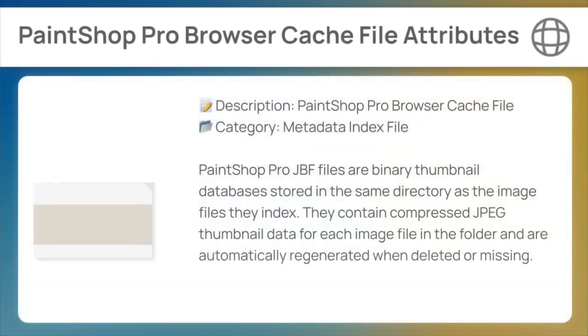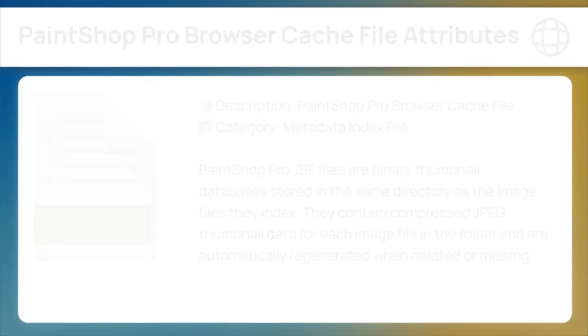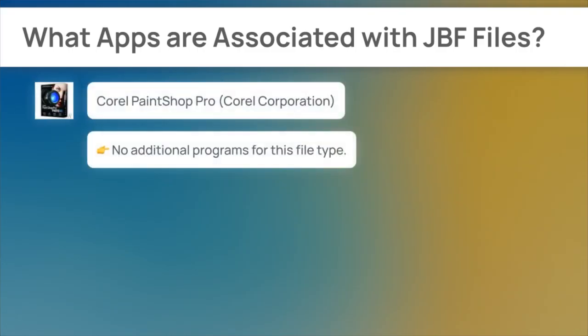PaintShop Pro JBF files are binary thumbnail databases, stored in the same directory as the image files they index. They contain compressed JPEG thumbnail data for each image file in the folder and are automatically regenerated when deleted or missing. An essential utility for interacting with JBF is recognized as Corel PaintShop Pro by Corel Corporation.